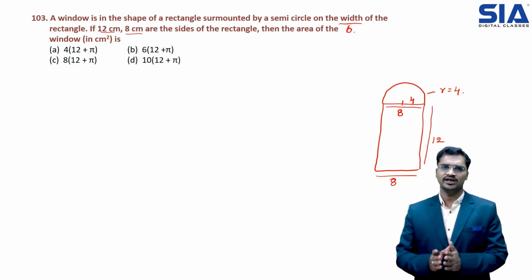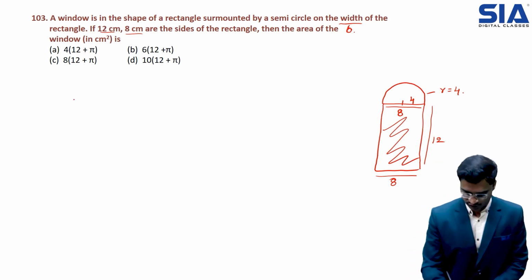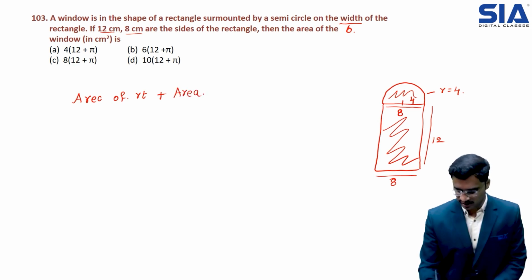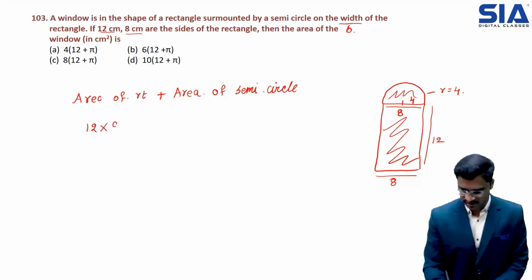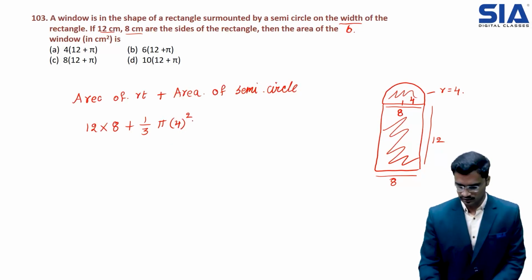So in order to find the area of that window, what we should do is, first of all, we should find the area of this rectangle. So we should find area of rectangle plus then we should find the area of this semicircle and add them. Then area of semicircle. The area of rectangle is what? L into B. So length is 12, breadth is 8, plus area of this semicircle. Area of semicircle is 1 by 3 pi r square, where r is 4. So 4 square. Okay. So the value of r is 4.